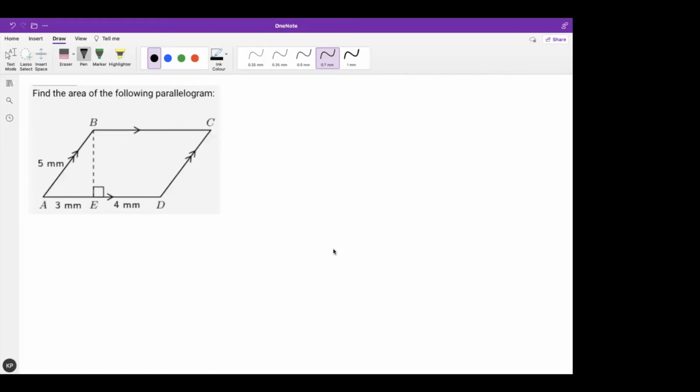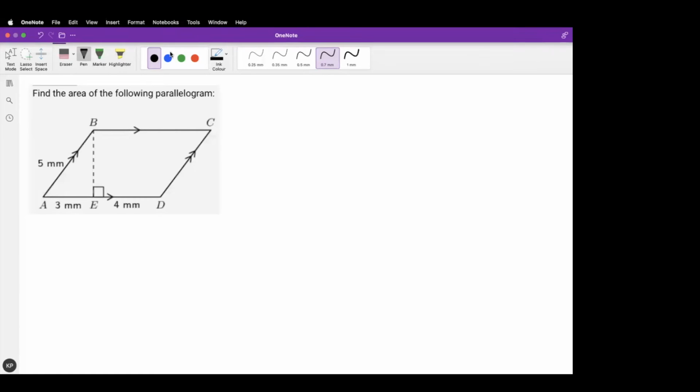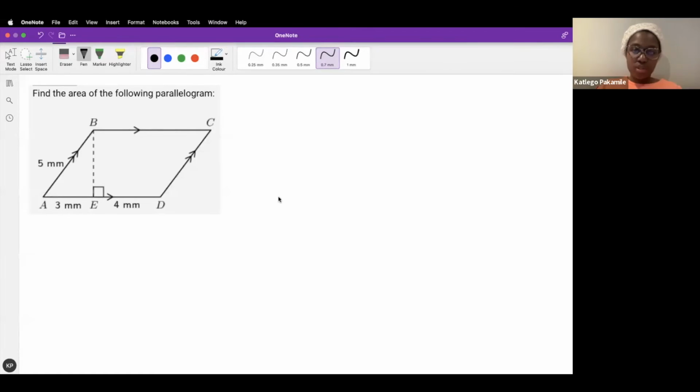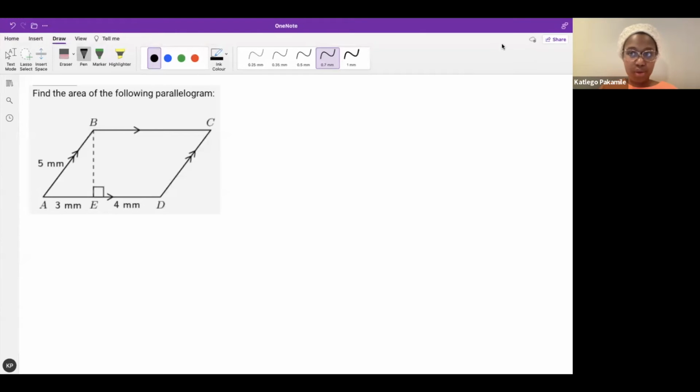Forgive me, guys. I was opening the door because I am quite frankly boiling in this room. About to have a heat stroke. Woo. Base times perpendicular height. Nice. Oh, it's already cooling down in here.